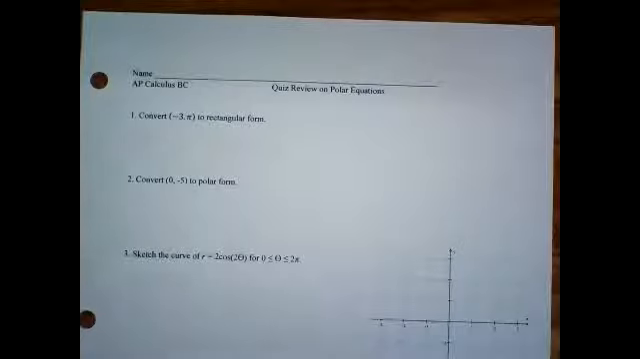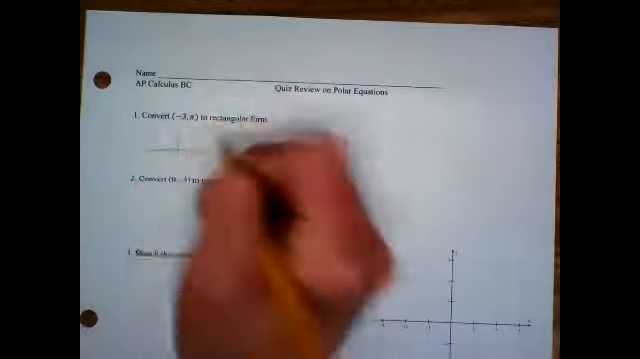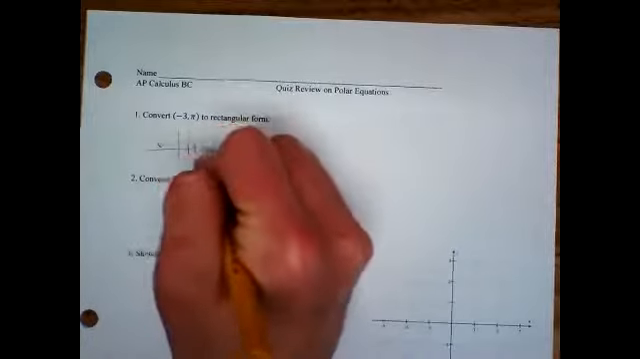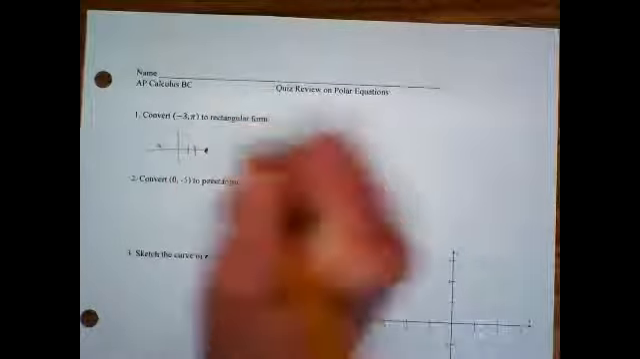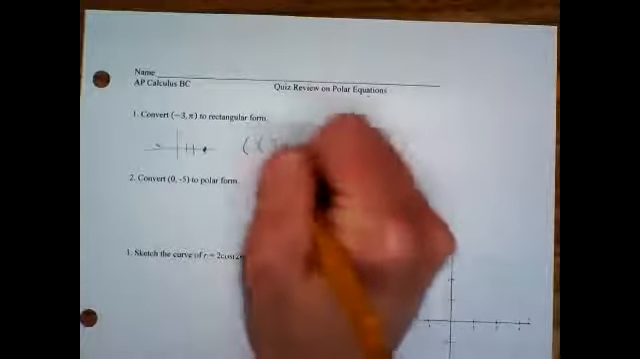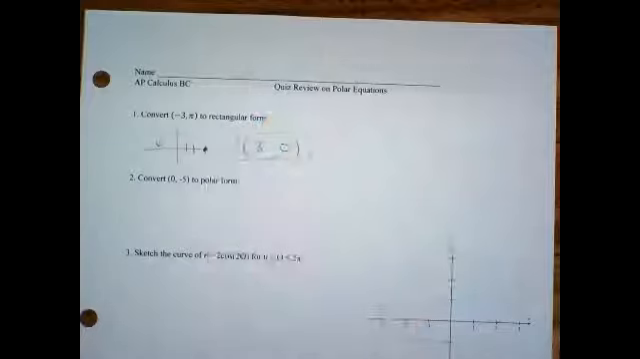So -3 pi. You would rotate to pi, that's like this far, but you would go -3. So that would put you in this direction, 3. So what is that coordinate point in rectangular? 3, 0. I made it land on the axis to make that a little bit easier for you.